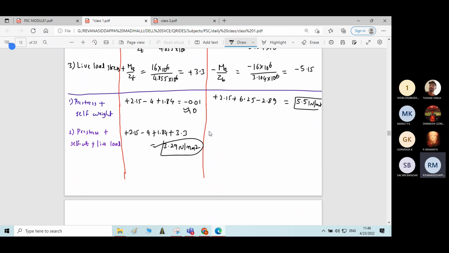Then here, 2.15 plus 6.25 minus 2.89, and finally the live load stress, minus 5.15. So the answer is plus 0.36 Newton per mm squared. These are the resultant stress values for the given combinations.